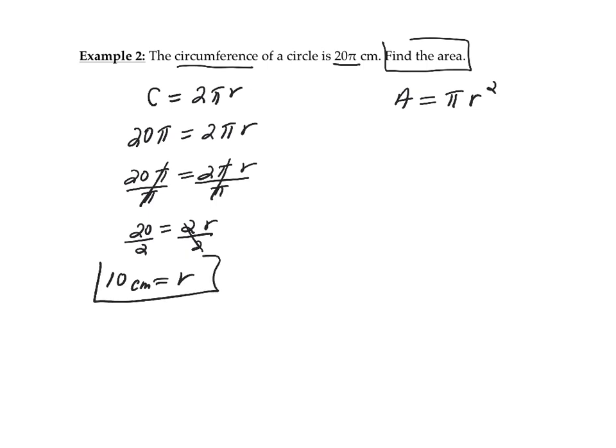Now, I know I did it in stages. I did it in 2 steps for reducing. You can divide both sides by 2 pi all at once if you wish.